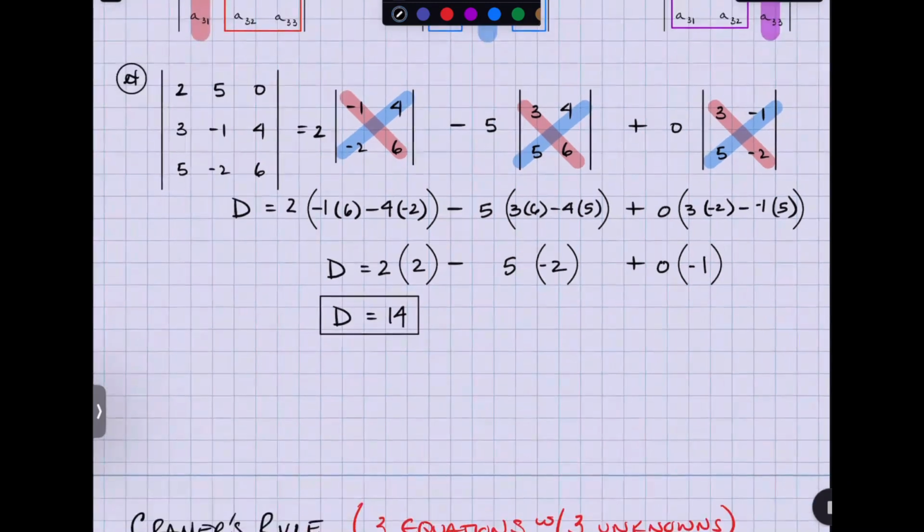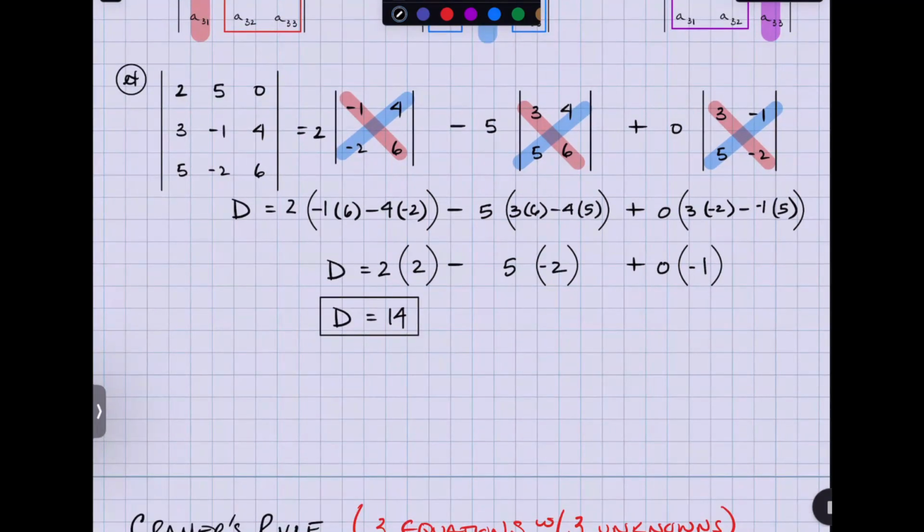All right. So understand that that is just for D. Now, for the problem that I just gave you, you can't find dx, dy, dz, right? Because this is not 3 equations, 3 unknowns. I just gave you a 3 by 3 and said find the determinant.